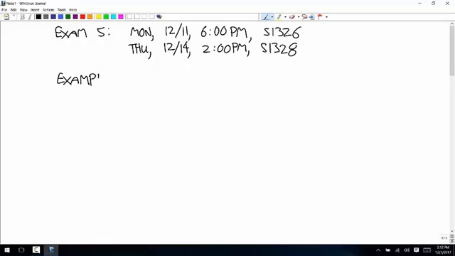Okay, so I'm going to do an example of using the angular version of Newton's second law. So the equation we're going to use is this. You add up all the moments around the axis.